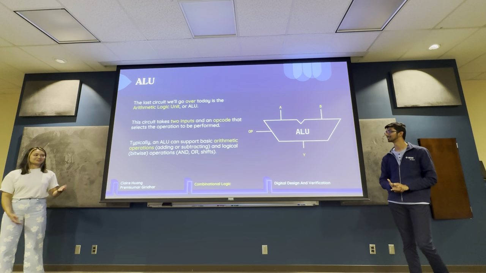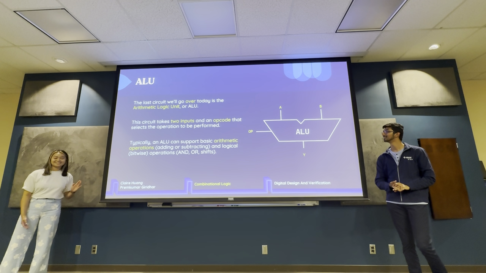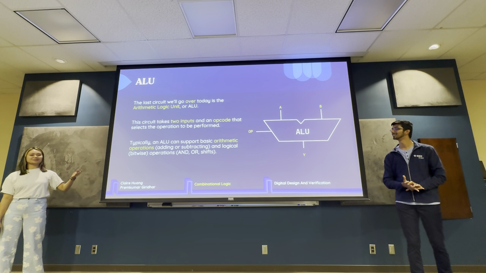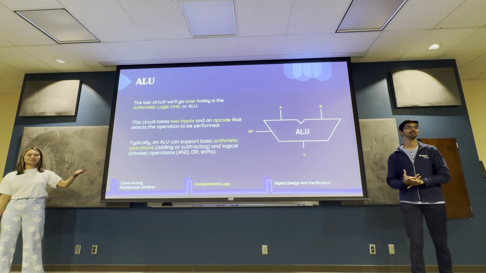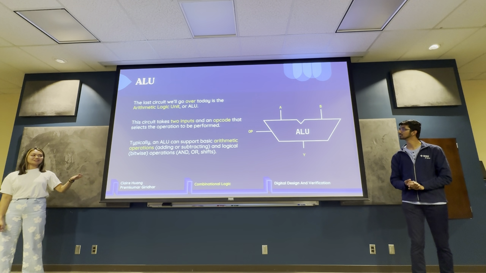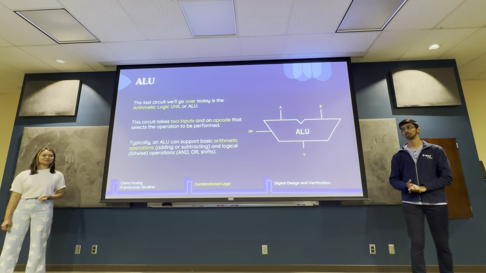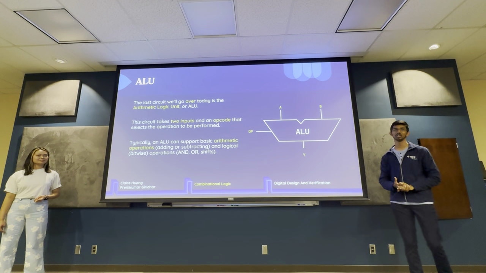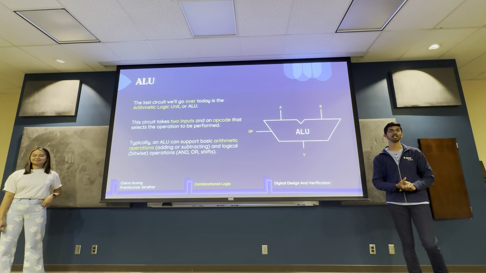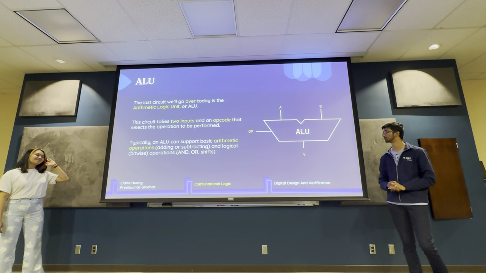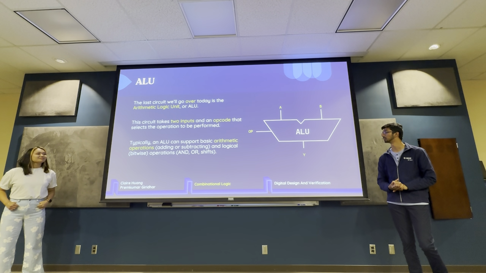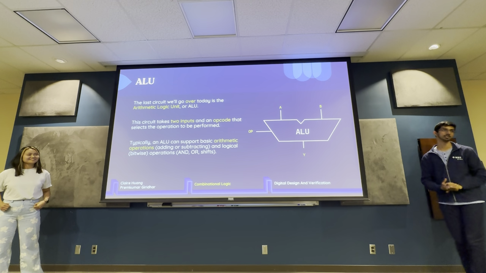Just to throw an example from M116C, the zero output is useful for seeing if A and B are equal, because if you subtract them and the result is zero, then you know that they're equal. Yeah, the zero output is used a lot for comparisons, and the overflow similarly is used to identify when there's some sort of error in your math, if that's a problem you will face.